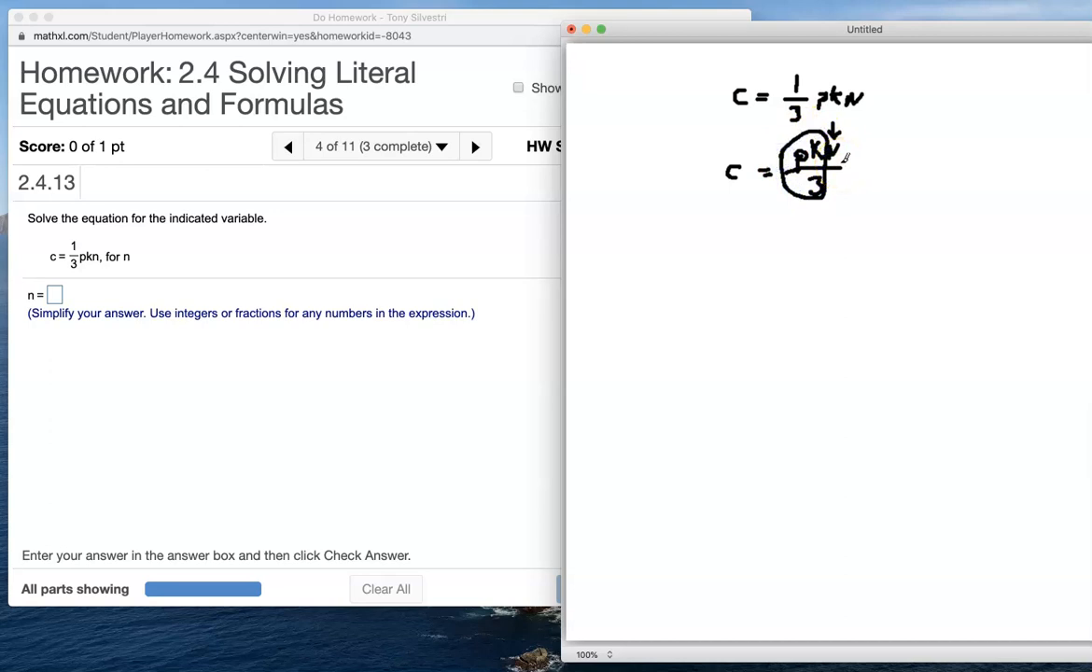And how are we supposed to get rid of fractions? By multiplying by the reciprocal. Whatever you do on one side, you do on the other. Okay, now what happens here? 3's cancel. PK's cancel. Leaves us with the N all in by itself. Now this is 3 times C, little c, over PK.